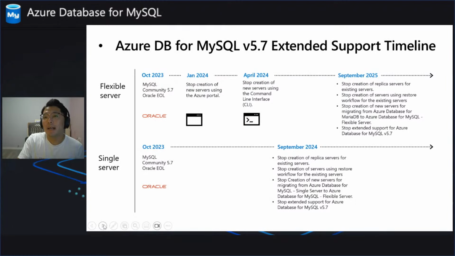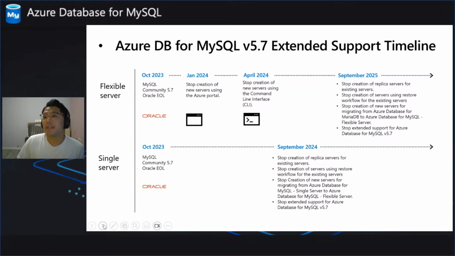Okay, so many of you are focusing on the extended support timeline. We have two different timelines for flexible server and single server. All the extended support starts in October 2023. For flexible server, starting from January 2024, we will stop the creation of new servers for Azure MySQL 5.7 using the Azure Portal. We will stop creation of new servers using the CLIs in April 2024, and we will stop all creation of flexible server 5.7 in September 2025.